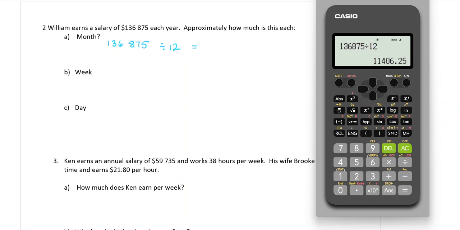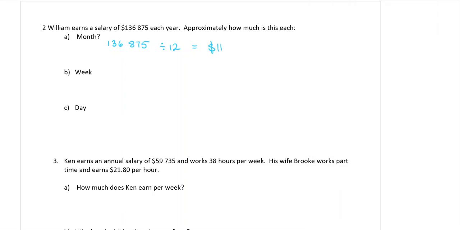So that is $11,406.25. Okay, what about if he got paid per week instead? All right, so we're still going to start with his annual pay, his yearly pay, and there are 52 weeks in a year, so this time I'm going to divide it by 52.